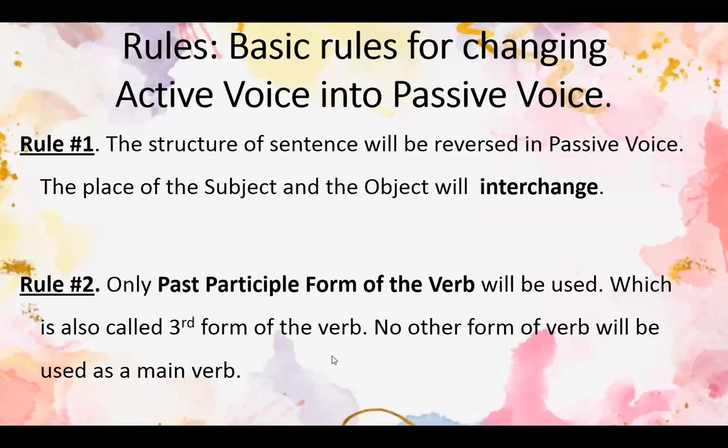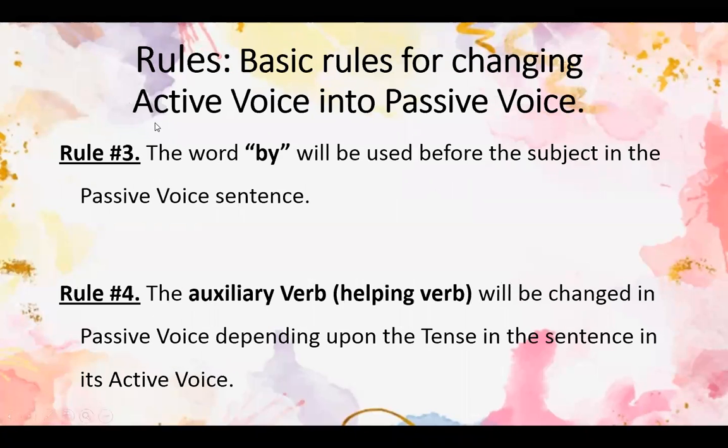Now rule number 3. The word by will be used before the subject in the passive voice sentence. When we make the passive voice, we always add by before the subject. You will see this in the practice exercise as well that we are going to do in the end.